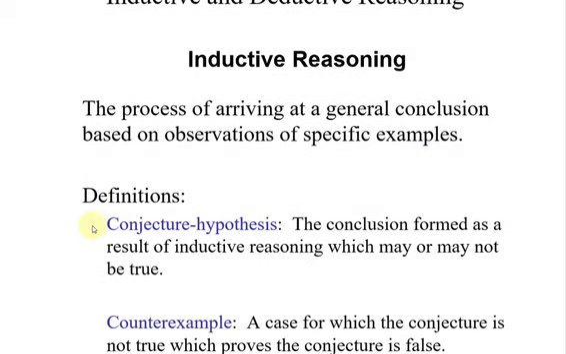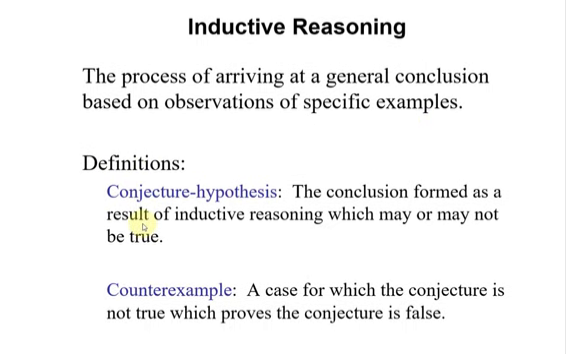Now we have actually two definitions before we can use inductive reasoning. Conjecture, or hypothesis: this is the conclusion formed as a result of inductive reasoning, which may or may not be true. So you may come up with a hypothesis about something, but that doesn't mean that it is true unless it is proven.